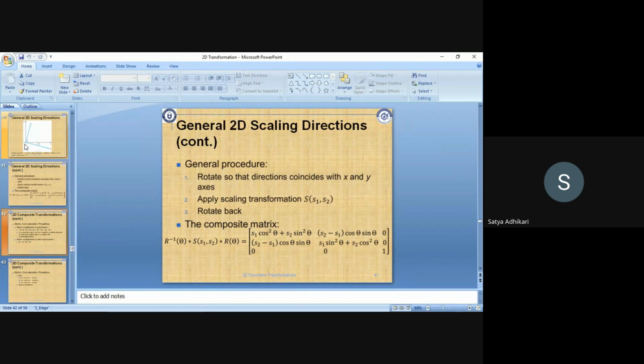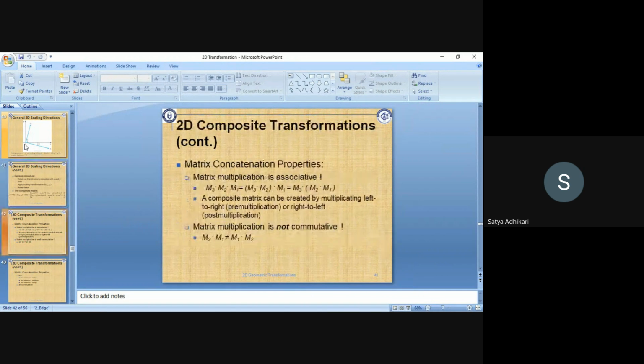You see, matrix multiplication is associative, so M3 into M2 into M1. We can multiply M3, M2 first and then M1, or M2, M1 first, because matrix multiplication is associative. A composite matrix can be created by multiplying left to right or right to left. But matrix multiplication is not commutative, so M2, M1 may not give you M1, M2. It may not be the same, because matrix multiplication is not commutative, but it is associative.